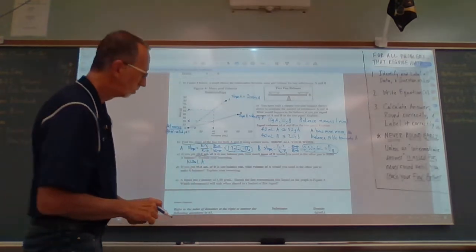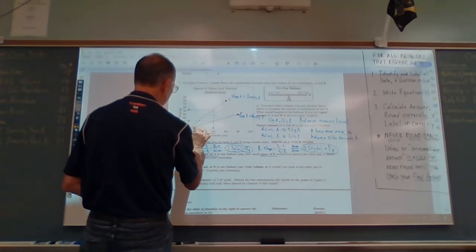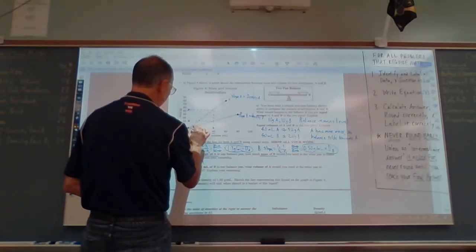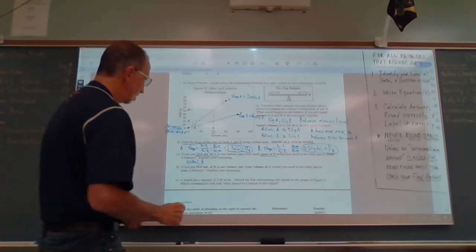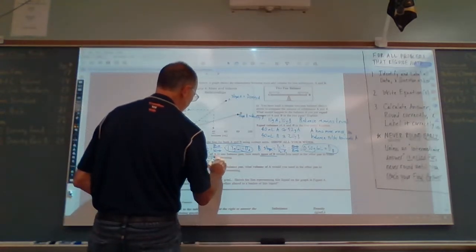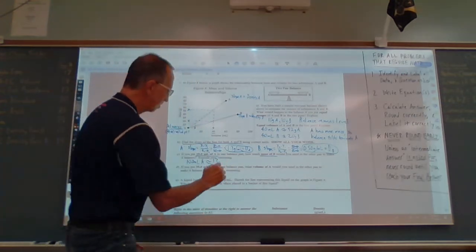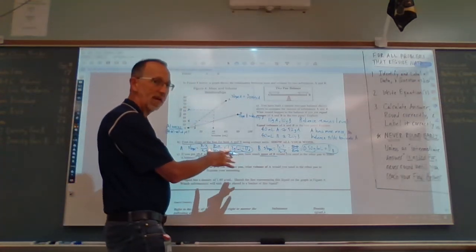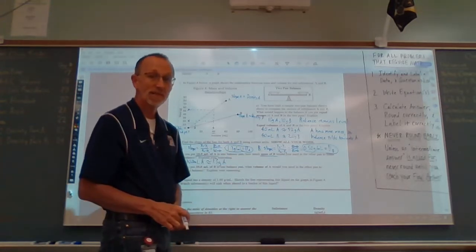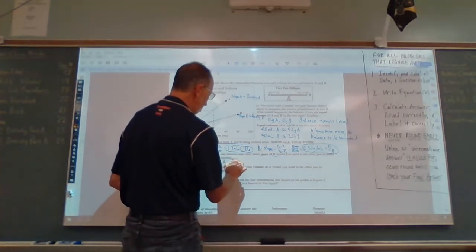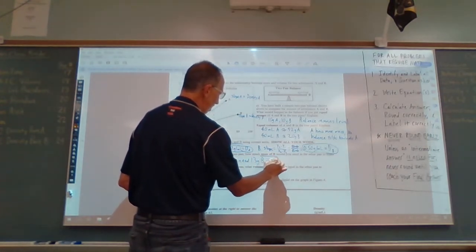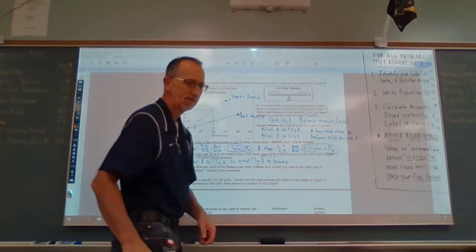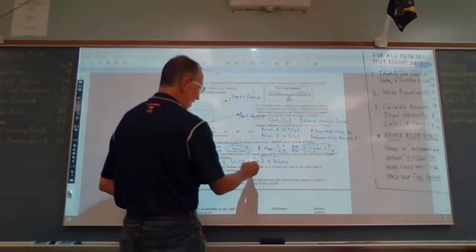If I go up to the A line, right there, and come across, it appears to me to be around 13 or 14 grams. I'll say 13 grams of A. And if you want the pan to balance, then we need the same mass of B. So need 13 grams of B to balance. Remember, the balance measures mass, so the masses have to be the same.